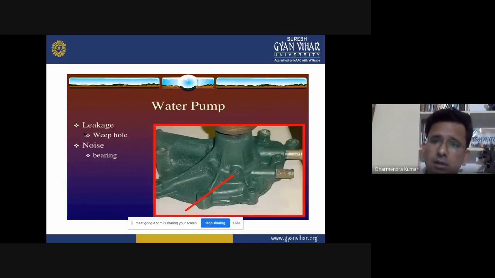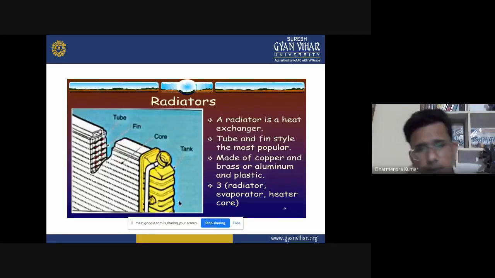Now here is the actual view of the water pump. It shows the leakage weep hole and noise bearing. This is the actual diagram of the water pump which is used in a water cooling system.